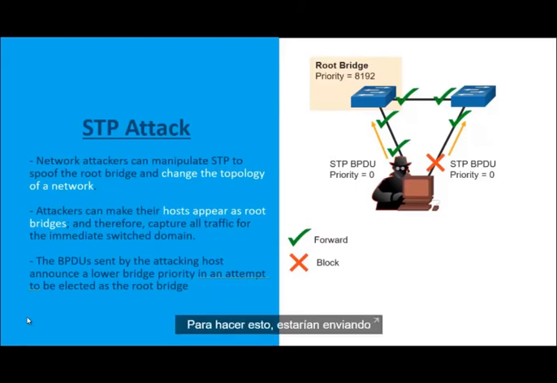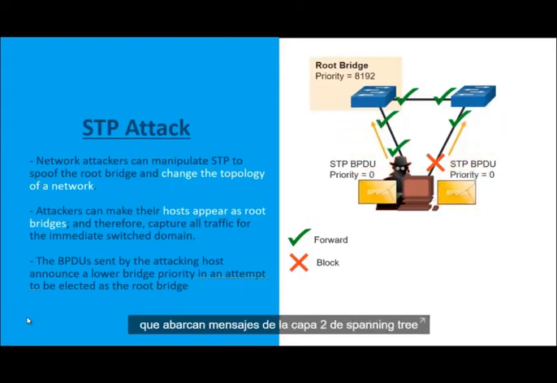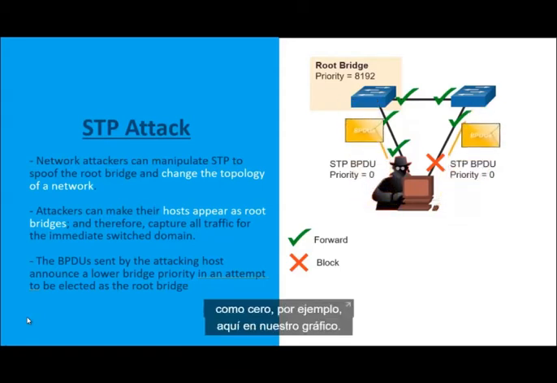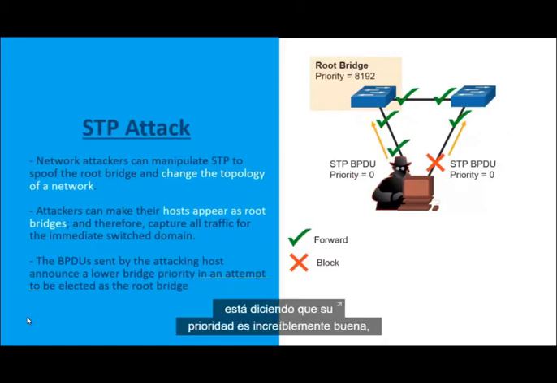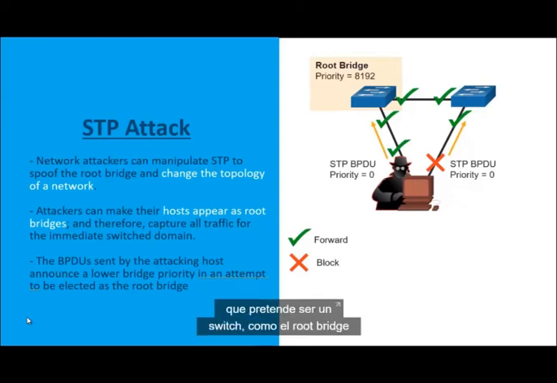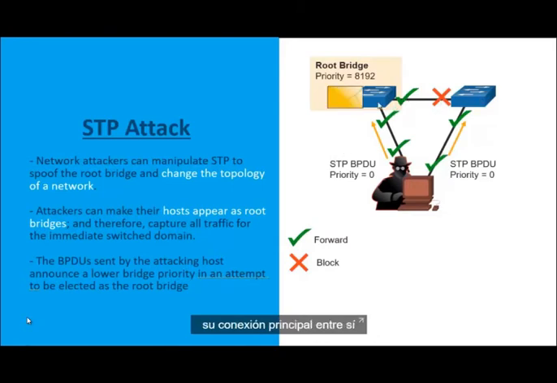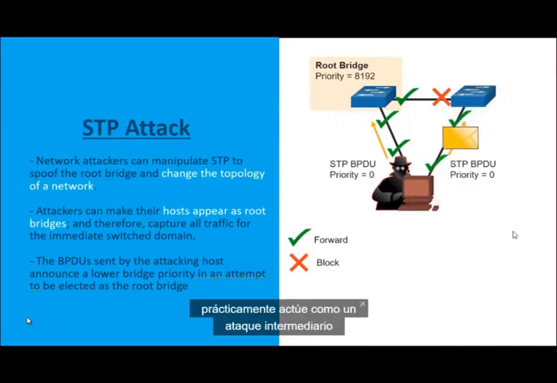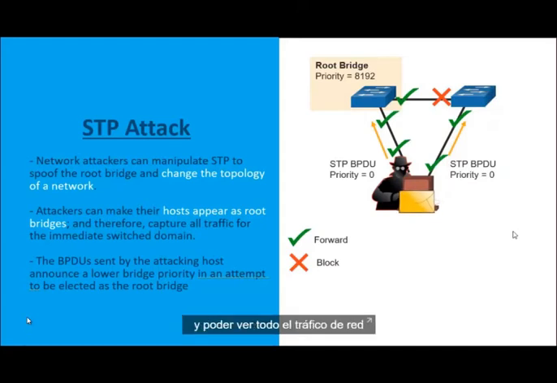To do this, they would be sending out bridge protocol data units, which are spanning tree layer 2 messages, and these messages will include a priority of something insanely low, such as 0, for example, here in our graphic. By sending out these spanning tree messages saying that their priority is insanely good, the network infrastructure will view that threat actor's host, which is pretending to be a switch, as the root bridge, and they will all find the best way to reach the root bridge, which means they'll be dropping their main connection between each other and connecting through that switch itself. This allows the threat actor machine to pretty much act as a man-in-the-middle style attack and to be able to see all network traffic moving across this network domain.